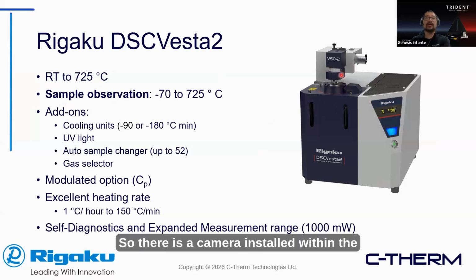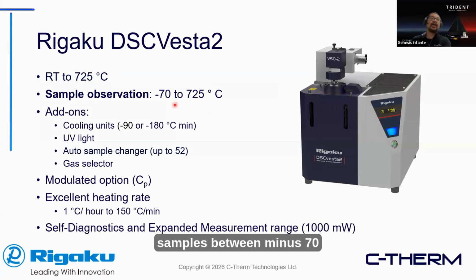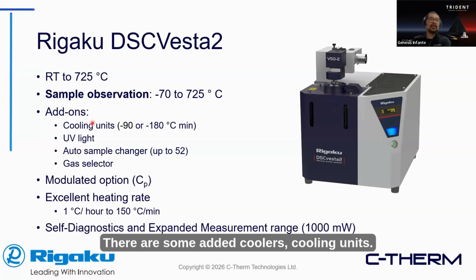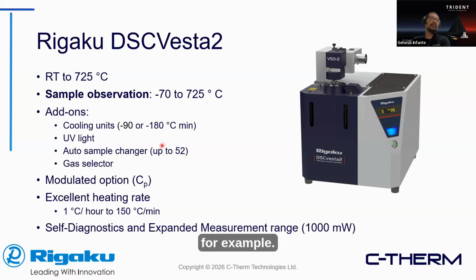There is a camera installed within the system itself that enables you to take a peek and actually visualize what's happening with your samples between -70 to 725 degrees Celsius. There are some added cooling units. You can also add some UV lights into it. There are some auto samplers and gas selectors in case you're playing around with, for example, induced oxidative experiments.